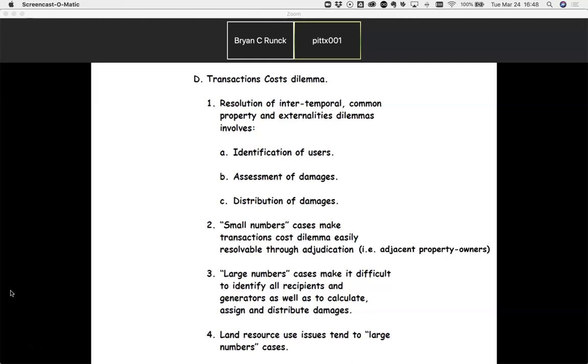It's the large numbers cases, where there are many users of the resource and many different kinds of damages associated with it, that make it difficult to identify all the recipients and the generators, as well as to calculate, assign, and distribute damages. Unfortunately, land resource issues tend to be large numbers cases. So we have the inherent dilemma of dealing with this large number transaction cost dilemma.